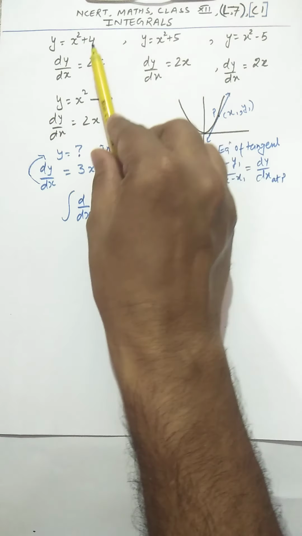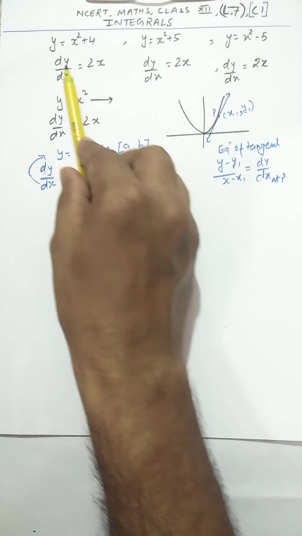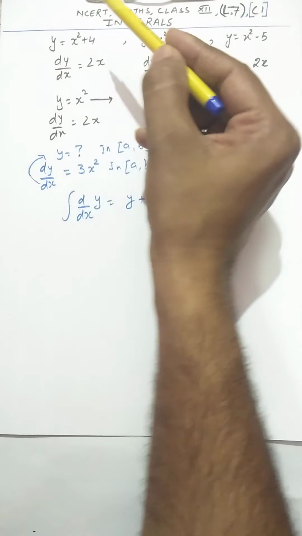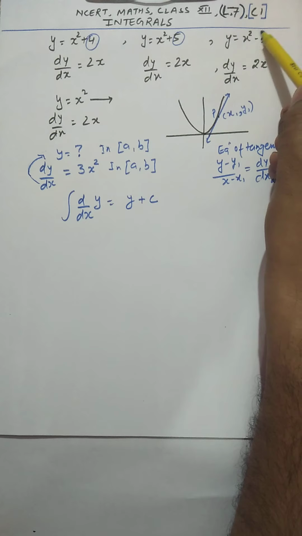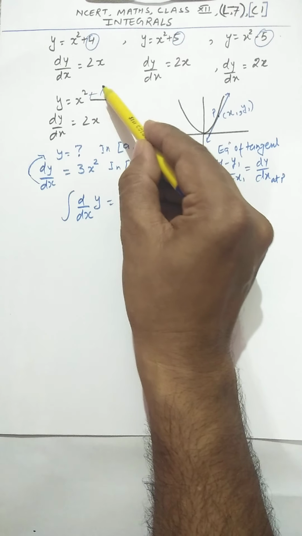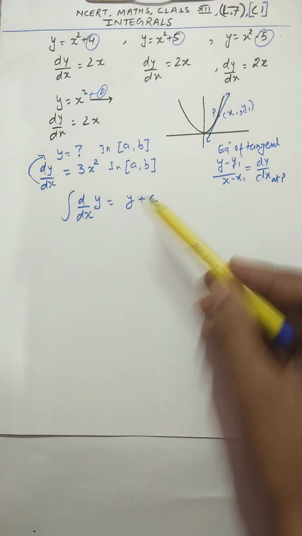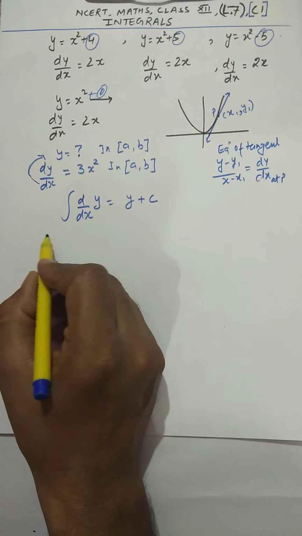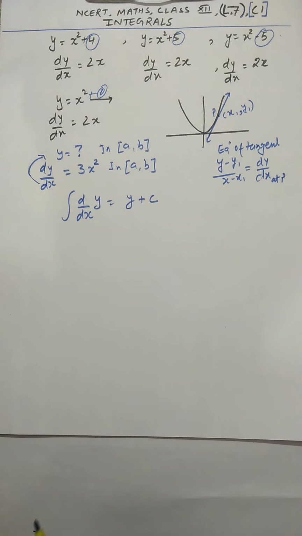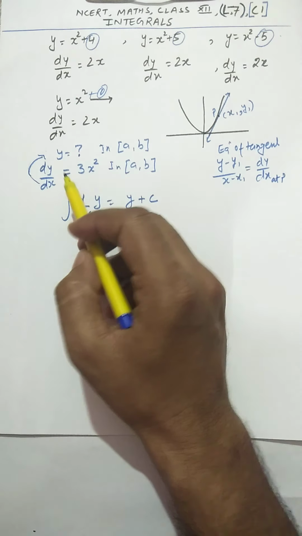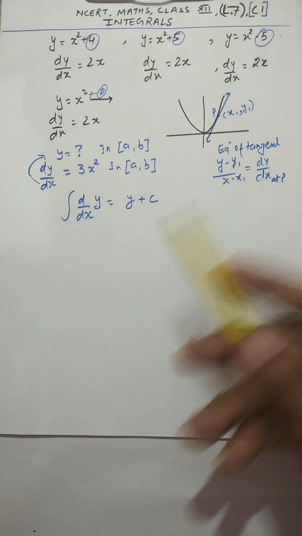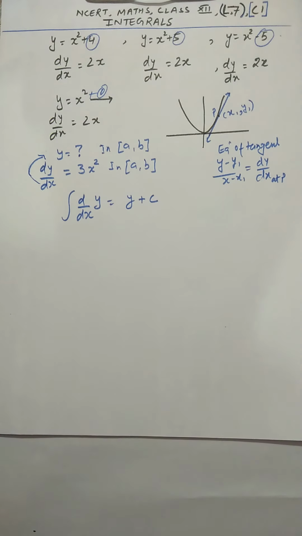You can see in all those cases the derivative was 2x, 2x, 2x, but the original function was different all the time. That difference, which here you can see is 4, this 5, and here the constant term is 0, these constant terms are represented by C. So in short we can say that the antiderivative operation will give me that function y.